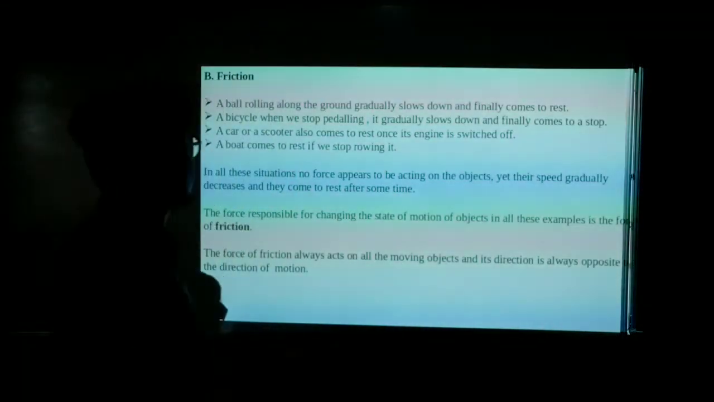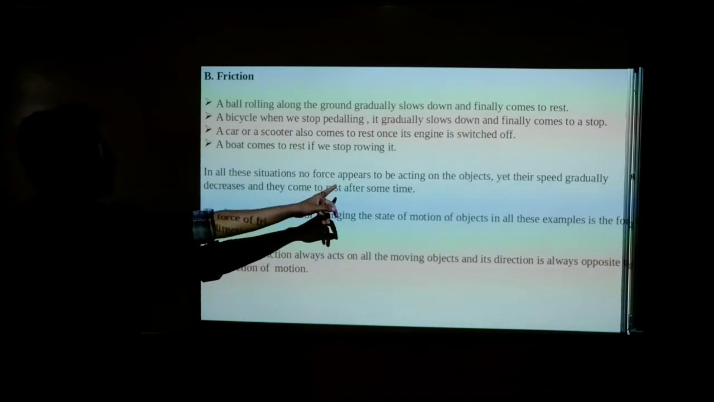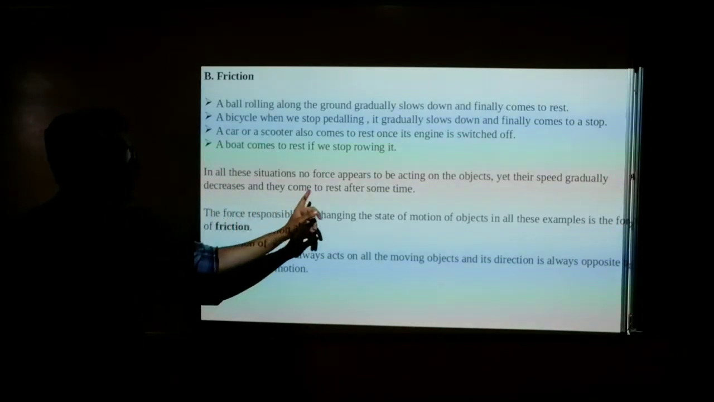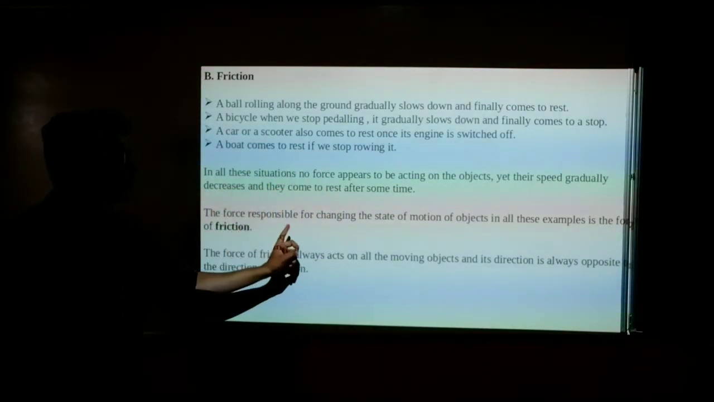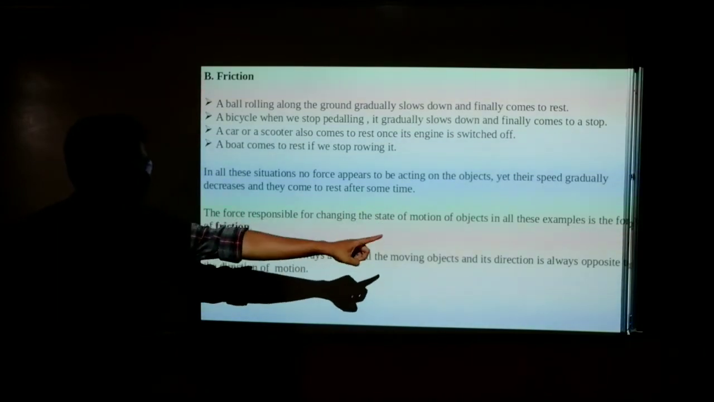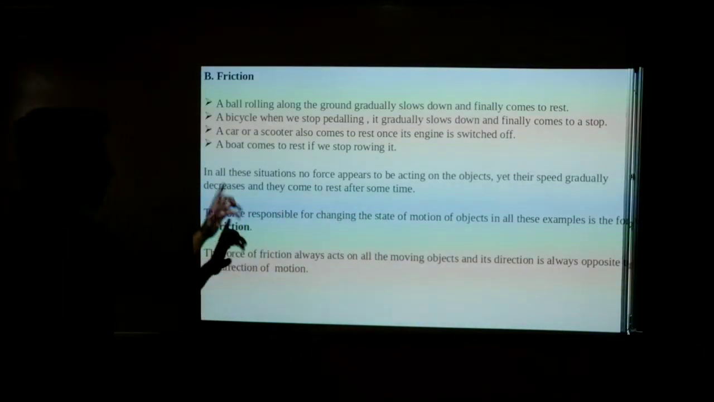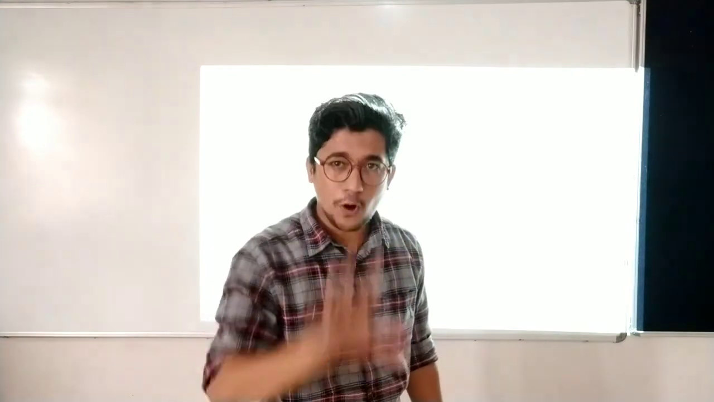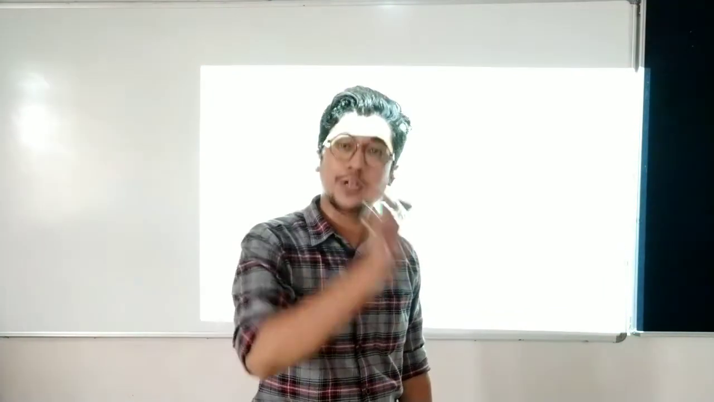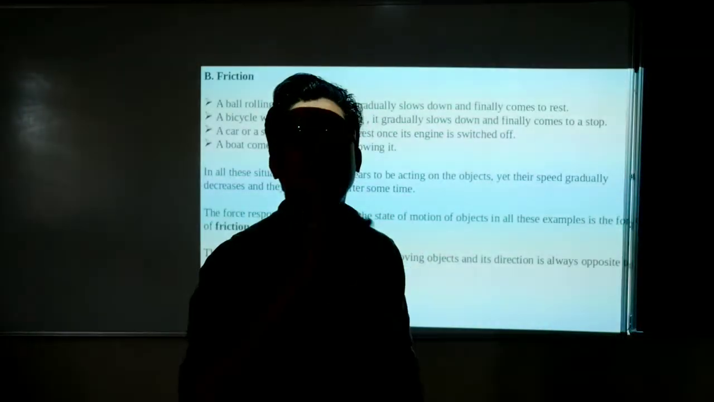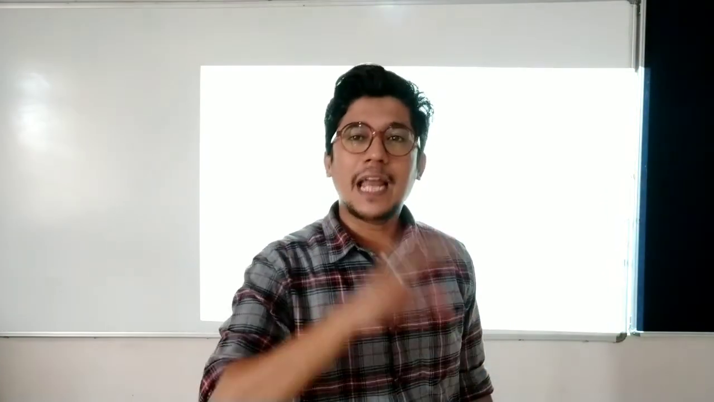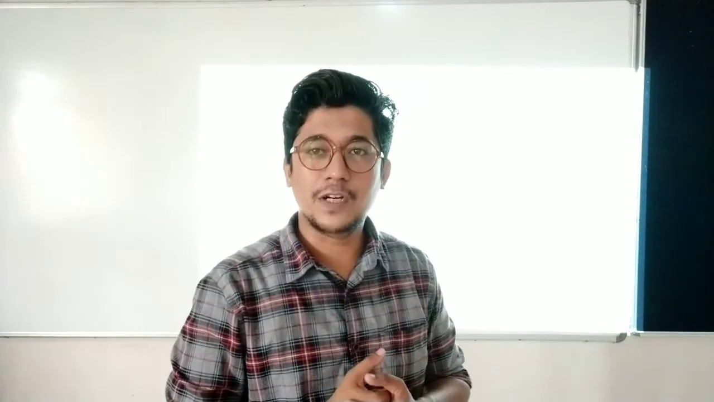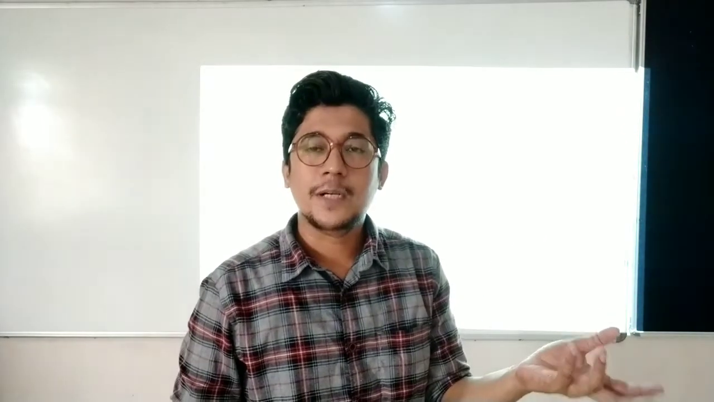In all these situations, no force appears to be acting on the objects, yet their speed gradually decreases and they come to rest after some time. The force responsible for changing the state of motion of an object, all these are examples of the force of friction. That force which is responsible for reducing the speed of an object is known as friction. Friction is an unwanted force in engineering. Why? Because your slippers get worn out and your machinery gets worn out because of friction.